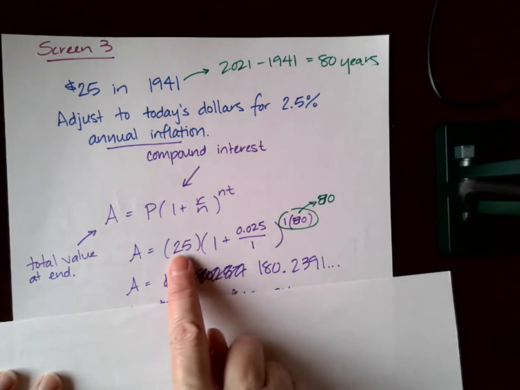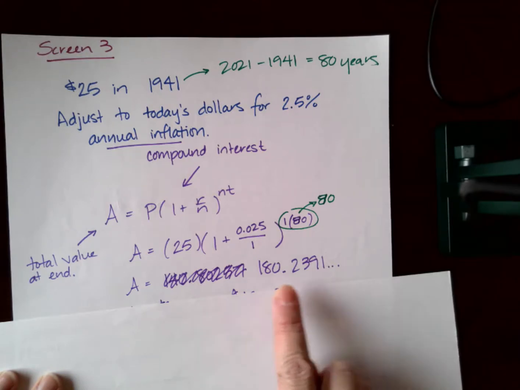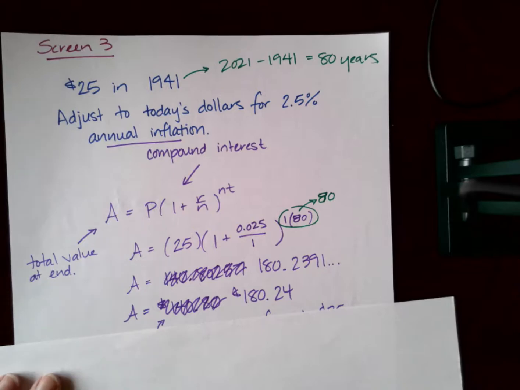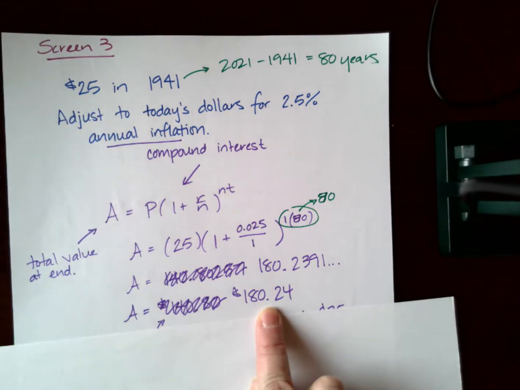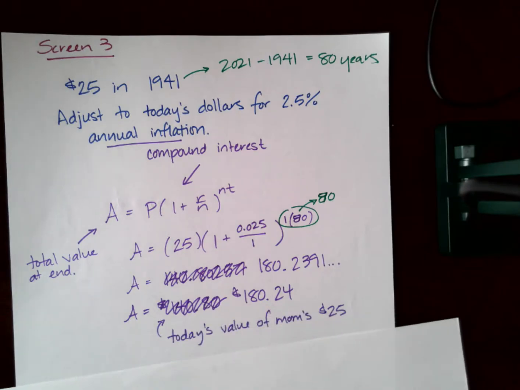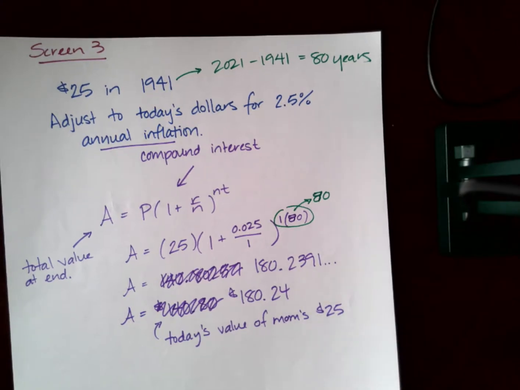If I do this calculation on my calculator, I get about 180.2391 after I make a mistake. So we're talking about $180.24. That is this $25 in 1941 adjusted to 2021's dollars. So then we had a conversation about whether a 7-year-old is really doing pretty well at the end of the summer with about $180. It was mixed voting. That's screen 3. Inflation will be compound interest.